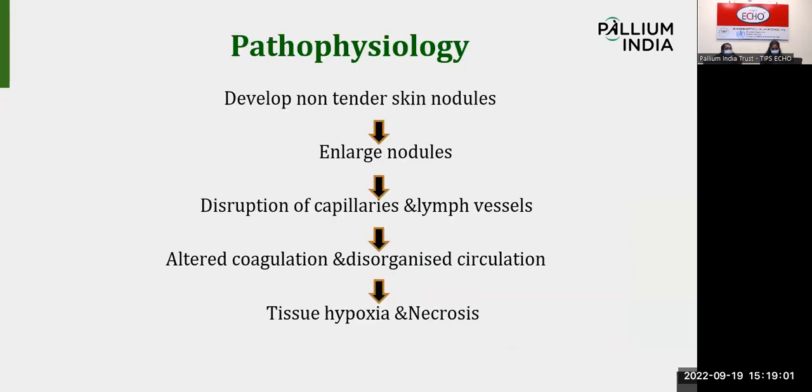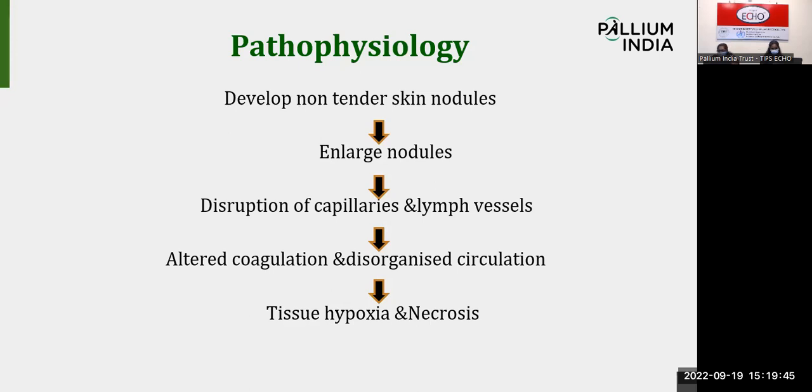So what is the pathophysiology of a fungating ulcer? Usually patients develop non-tender skin nodules in the skin. Gradually the nodules enlarge, and that leads to disruption of capillaries and lymph vessels. When that happens, altered coagulation and disorganized circulation will be there. Finally, tissue hypoxia and necrosis will happen. This is the pathophysiology of a cancer wound.